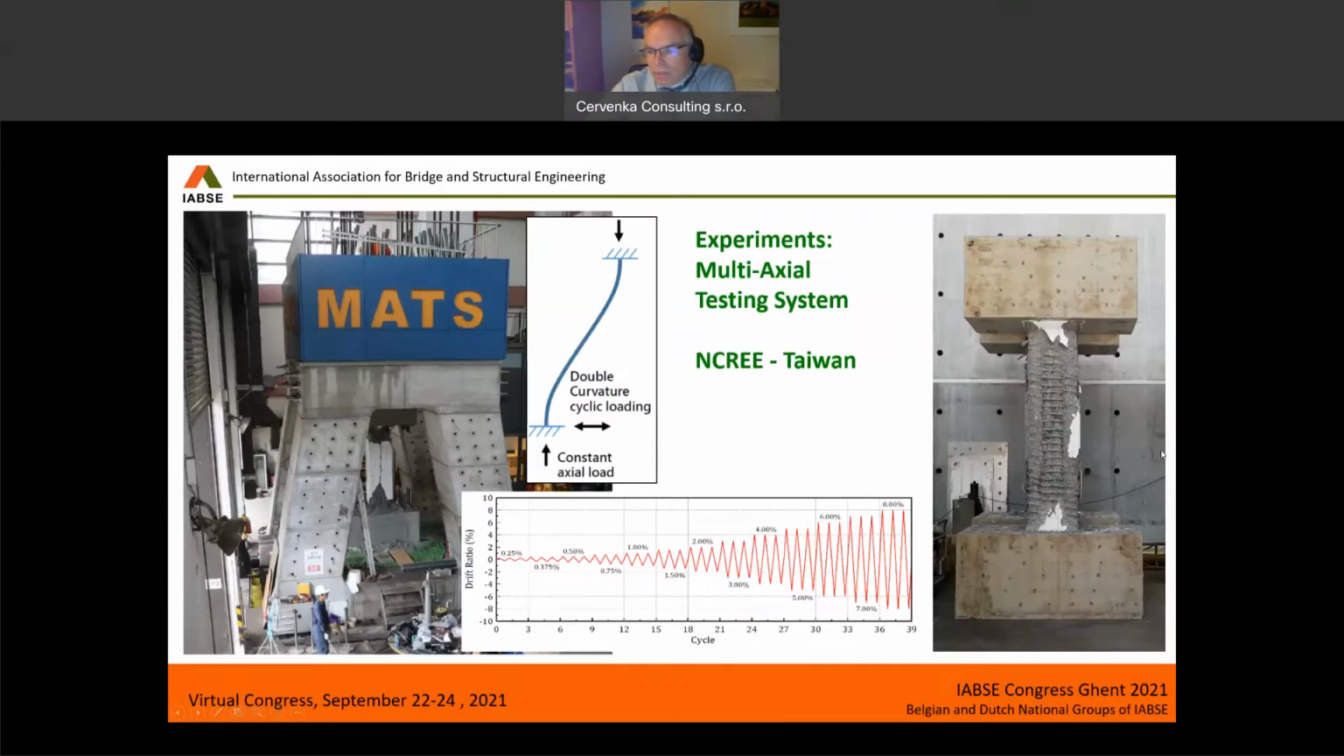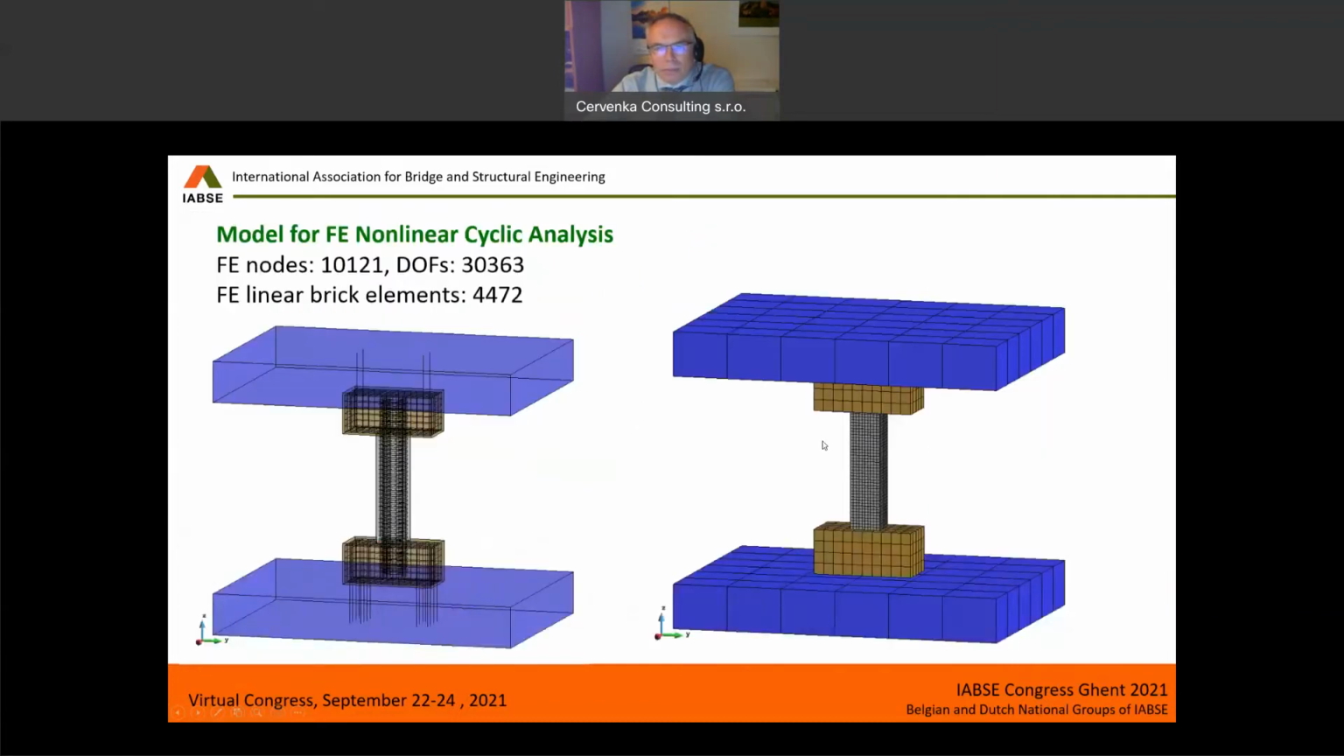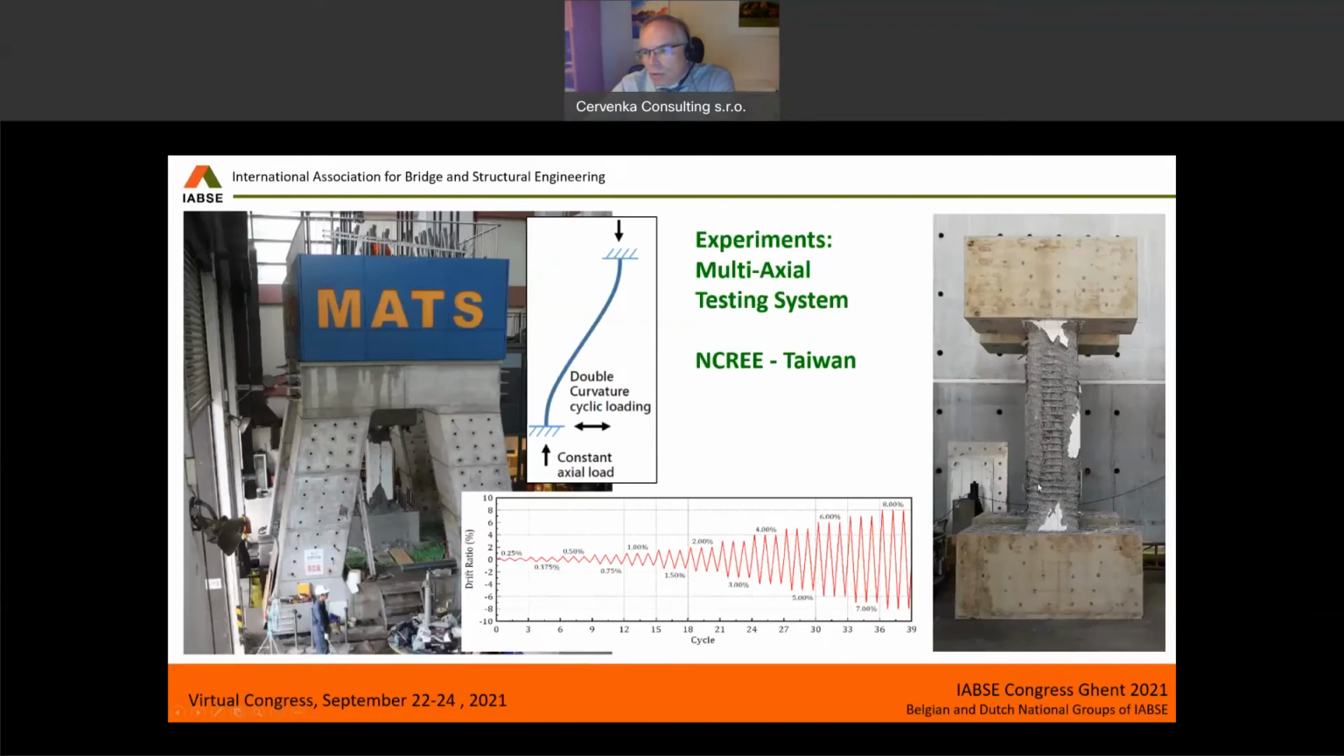And you see a visual picture, a photo of the specimen after the test. So you see all the damages, cracking, and so on. You can nicely see how the concrete is confined by the spiral reinforcement.